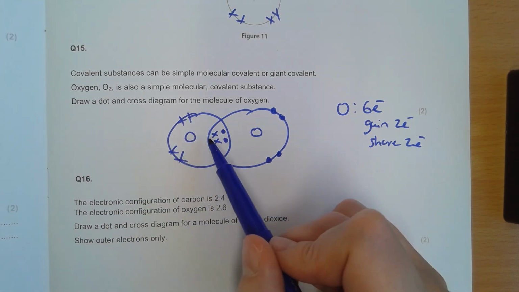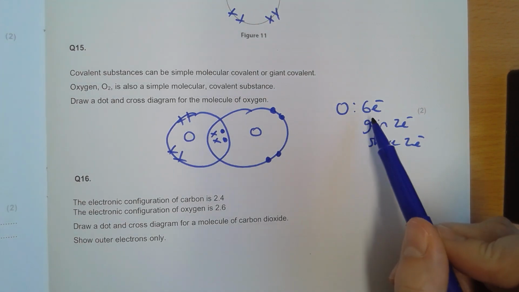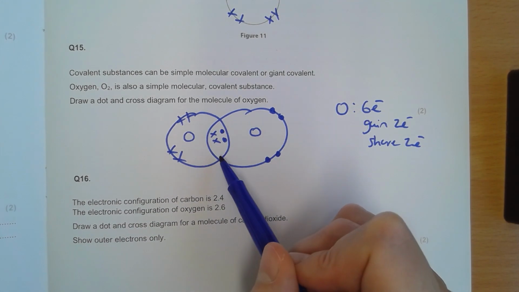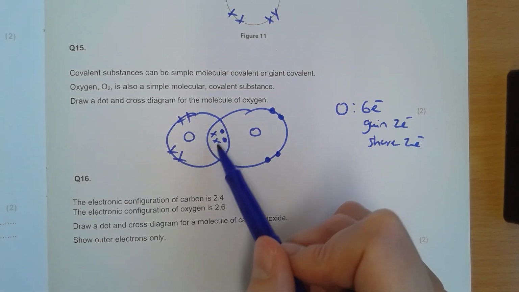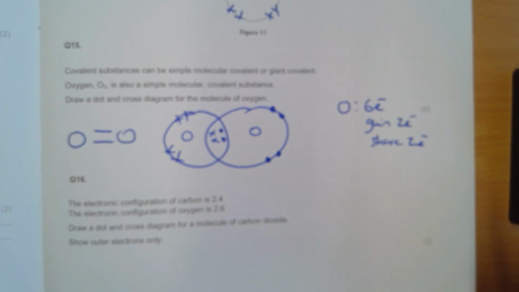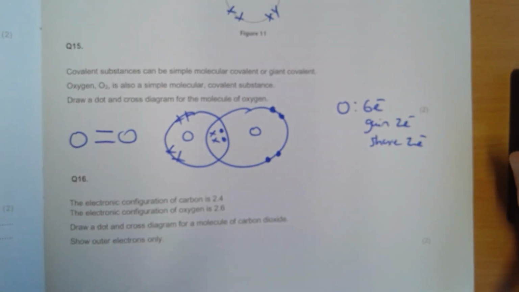I've drawn 6 crosses. I've drawn 6 dots, which represents the 6 electrons in each outer shell, and I've got an even number of electrons in the shared space. The fact that I've got 4 electrons just means that I would have 2 bonds between those oxygen atoms. I would have a double bond because each pair of electrons represents 1 bond.